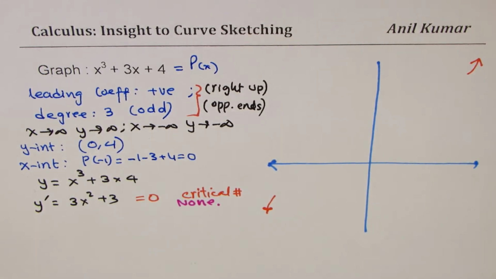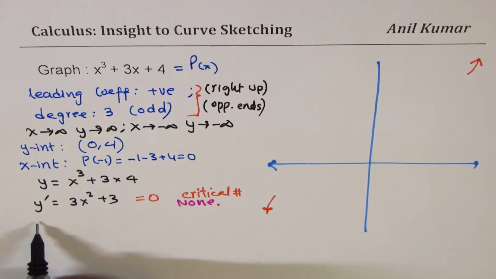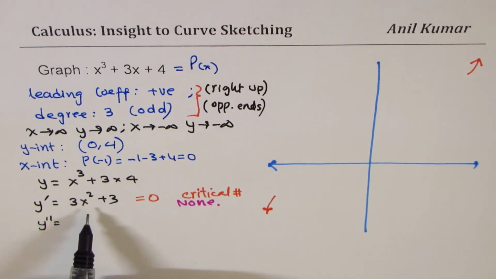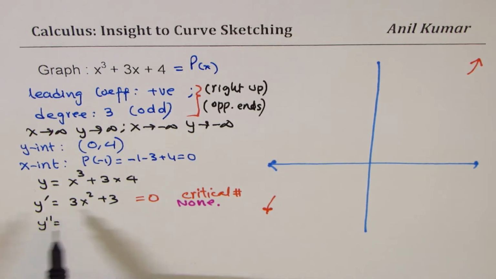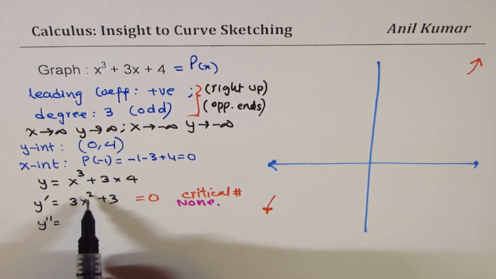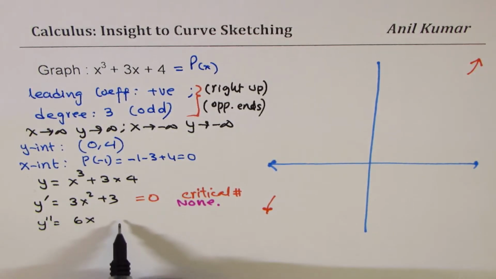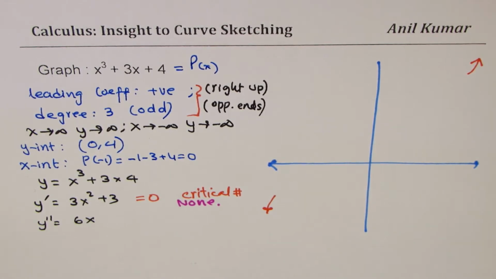Okay, so let's move on and find the second derivative. Don't get confused at this stage. Don't stop here. Move on. Find the second derivative. Once you find the second derivative, you get 6x and equate this also to 0. So if you equate this to 0, what do you find?